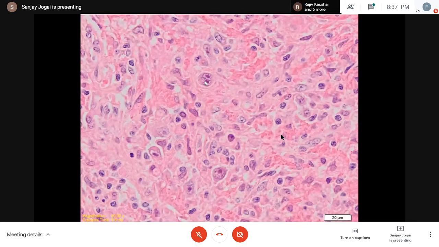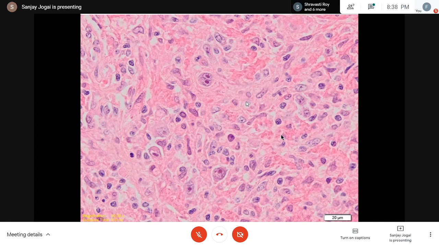But what was very striking, if you see a cell like this, if there were any trainees, they would just say, oh, this is a typical Hodgkin or Reed-Sternberg cell, beautiful binucleate cell. There's a mononuclear cell, again here, one more here, and clearly an atypical lymphoid population.